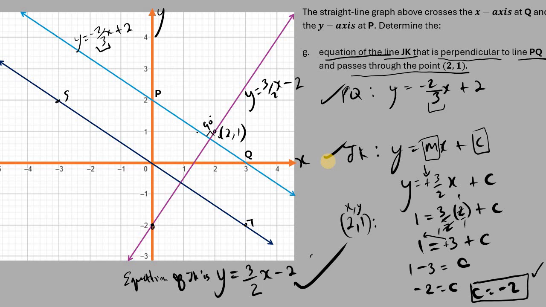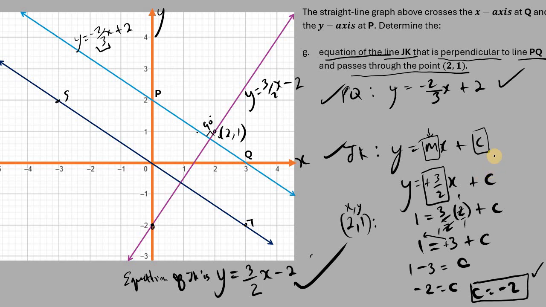So let's quickly review. What's the first thing we did here? We wrote the equation for PQ just to identify the gradient of it, because we know the gradient of JK. Since JK is perpendicular to PQ, that means these guys meet at 90 degrees. And so we know that the gradient has to have the opposite sign, which is positive, and reciprocate 2/3, we get 3 over 2. And so we plug that in where m is. Where m is, we replace m with that. Replace m here with 3 over 2.